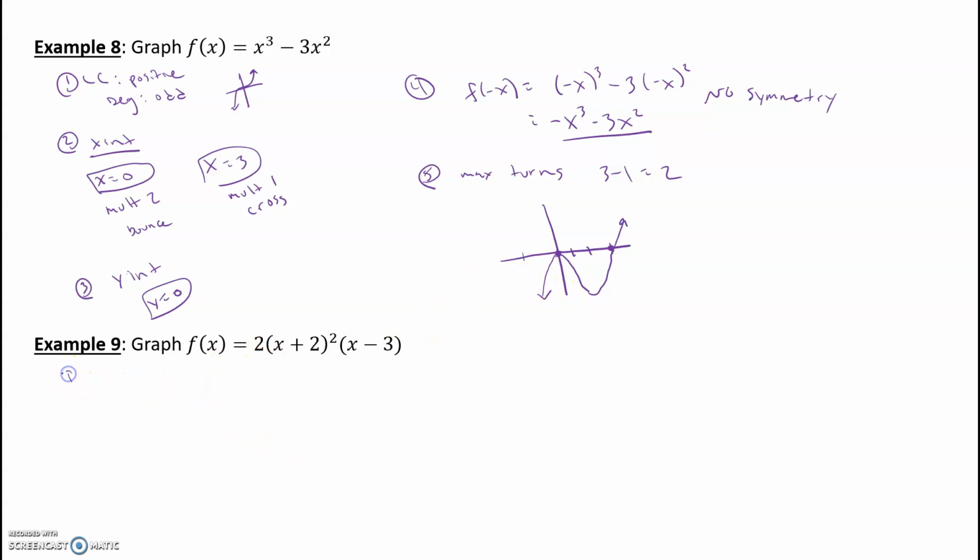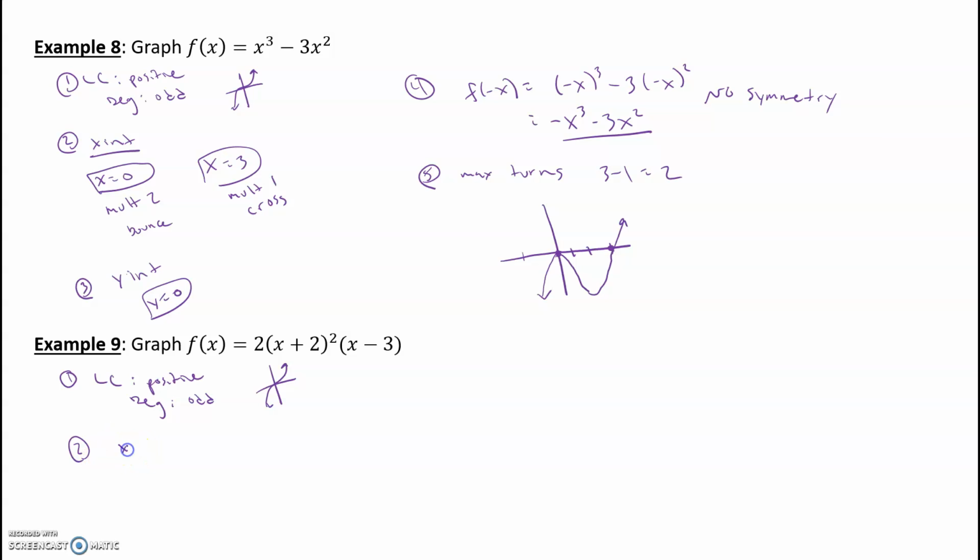So we're going to start off with our leading coefficient. It's going to be a 2, positive. And our degree is, we got an x squared times an x, so it's going to be x cubed. It's going to be odd. So we're positive odd. We're heading the same direction.